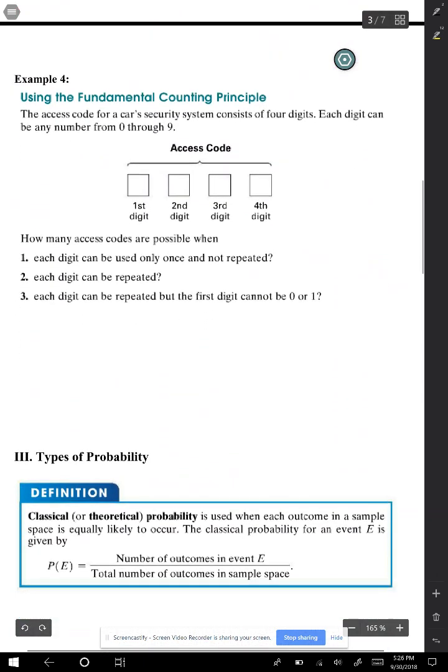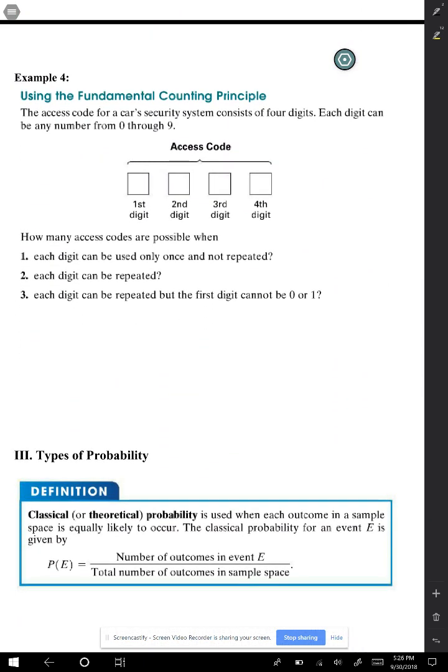On example 4, this is one where it would take forever to try to write out all the different possibilities, because what they're asking us to do is look at an access code for a car security system, and it has 4 digits. So this would be like choosing the 4 digits for your screen lock on your phone. And what's the possibility somebody's going to choose the exact sequence that you picked when there are so many different choices? And this is going to show us how many different possibilities there are.